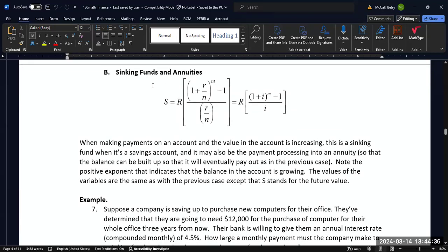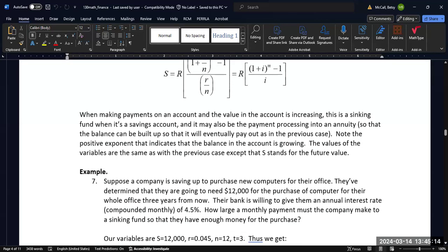Now, the formula for sinking funds and annuities is, again, the order of subtraction in the numerator is reversed and the exponent is positive, but they otherwise look very similar. These sinking funds and annuities are for when the balance is growing in the account. So either when you're paying into an annuity, so you're adding balance to the annuity that will eventually pay you back over time, in retirement, let's say, or if you're just adding a balance to a savings account. So you're saving money, but you're earning interest as you keep making these repeated payments.